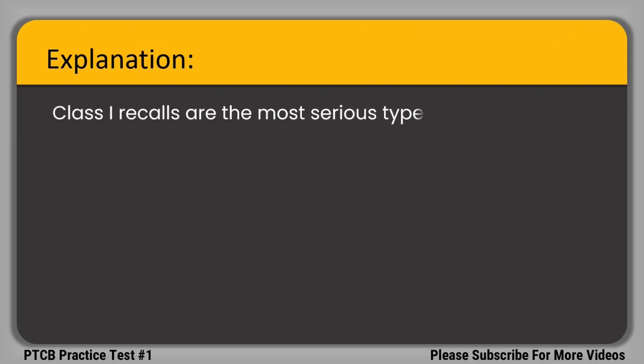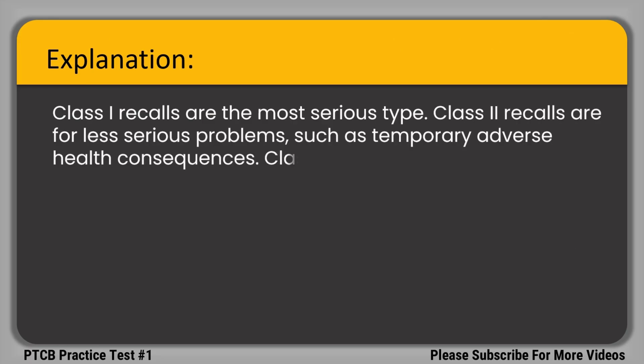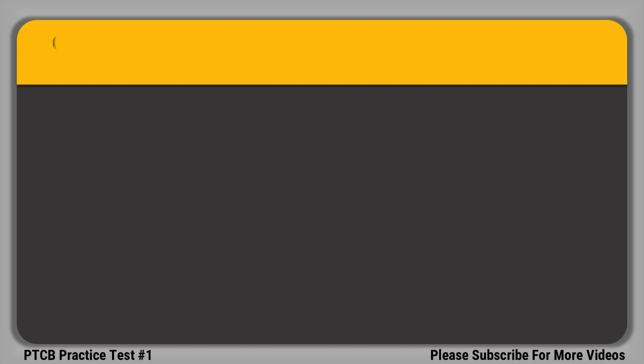Class 1 recalls are the most serious type. Class 2 recalls are for less serious problems, such as temporary adverse health consequences. Class 3 recalls are for situations in which adverse health consequences are unlikely.